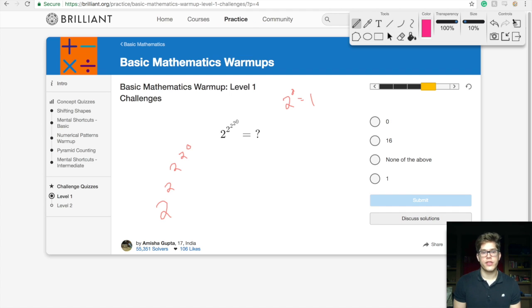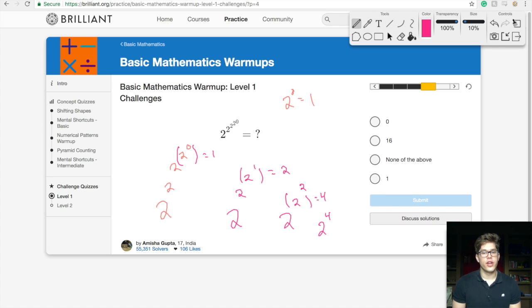So we have this very top exponent is what we have to do first. And this 2 to the 0 equals 1. So what does that mean? We have 2 to the 2 to the 2 to the 1. And 2 to the 1 is just 2. So that leaves us with 2 to the 2 to the 2. And 2 to the 2 equals 4. And so that leaves us with 2 to the 4.